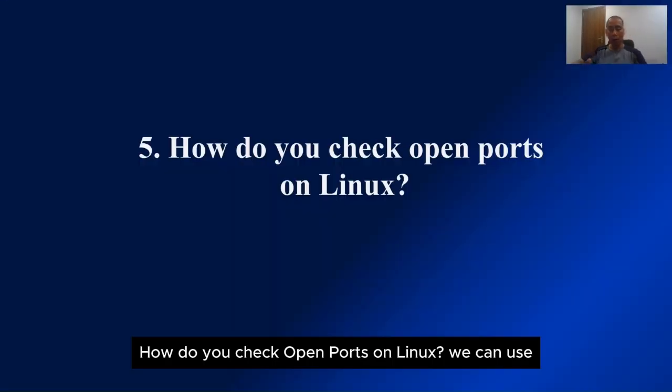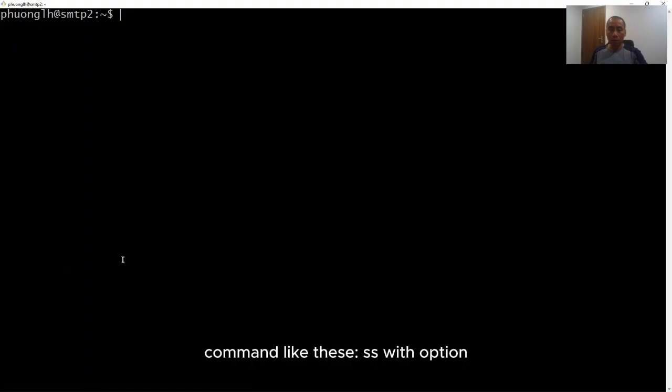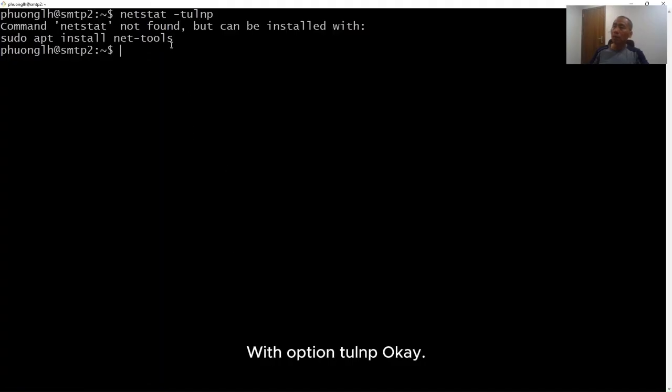How do you check open ports on Linux? You can use commands like this: ss with options -tulpn, enter. Or netstat with options -tulpn.